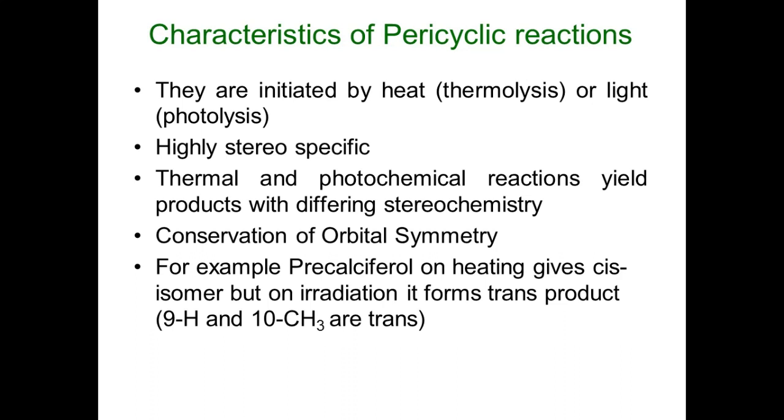Conservation of orbital symmetry. For example, ergocalciferol on heating gives the cis isomer, but on irradiation it forms the trans product, with the 9-H and 10-CH3 on the transition.